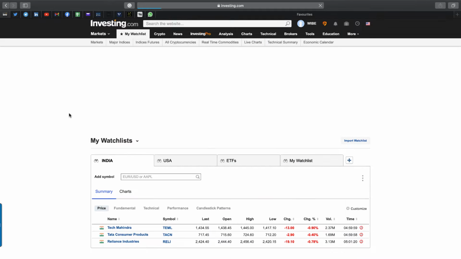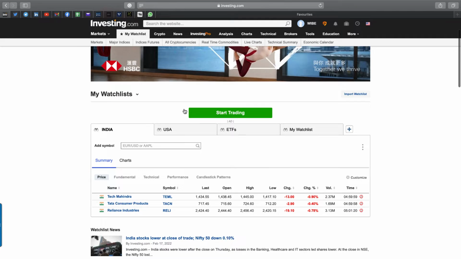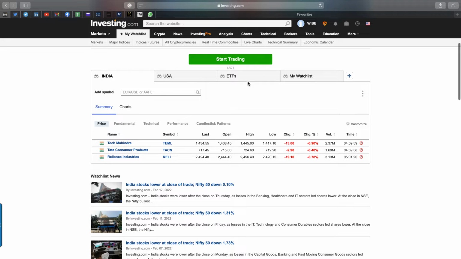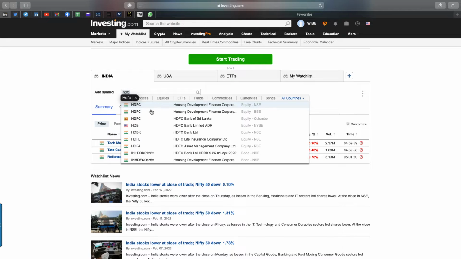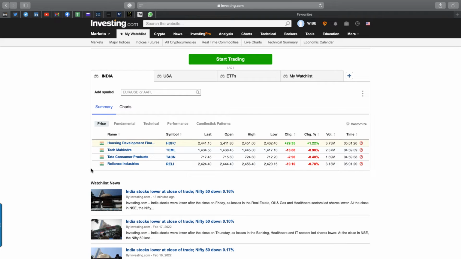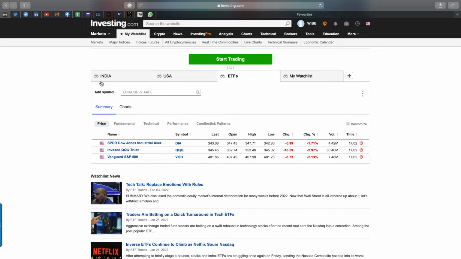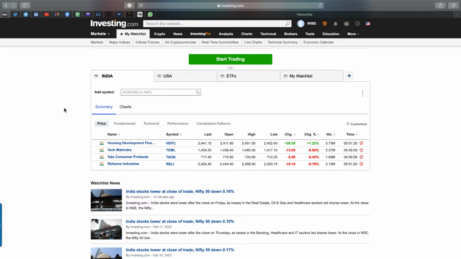Click on my watch list in investing.com after you log in, and then comes your charts. Now you can add a couple more companies, like HDFC, just as an example. Right now your watch list is ready. You can add as many as 50 or 60 stocks, and some US stocks and ETFs. I think there is a limit, but that number is good enough for all our monitoring purposes.